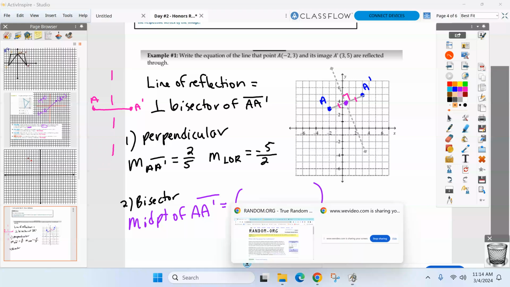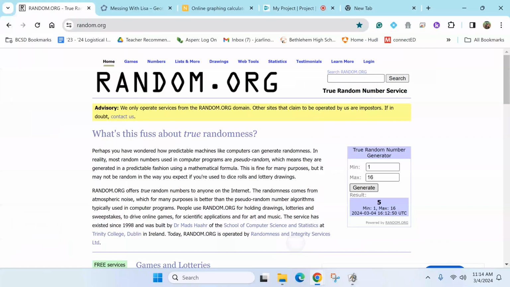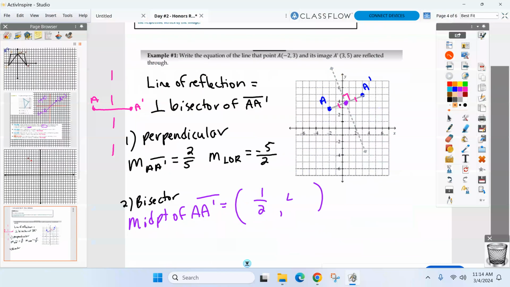All right, line of reflection. Midpoint. 1, 2, 3. Aiden. 1/2, 4. Yep. If anybody has 0.5, you can leave it. Again, why do I need this? Again, remember, what's the ultimate goal? Find the line of reflection, the equation for it.